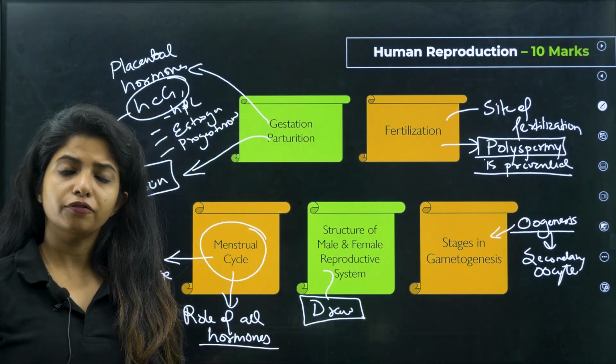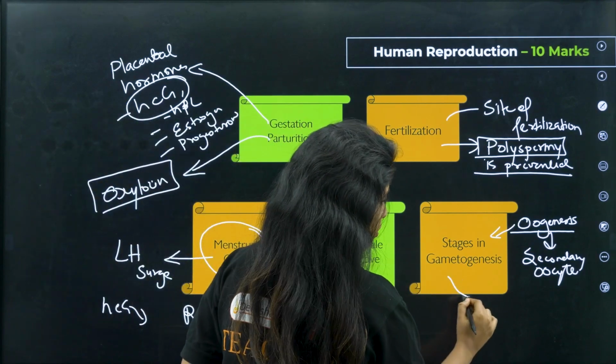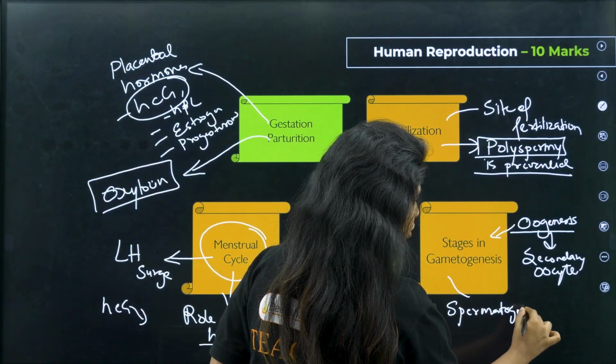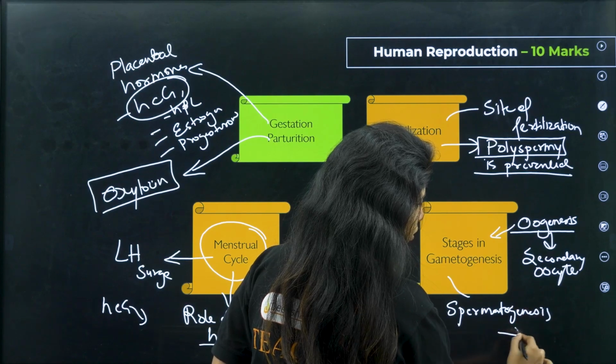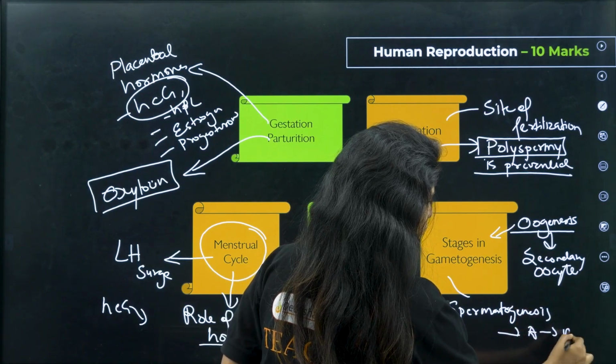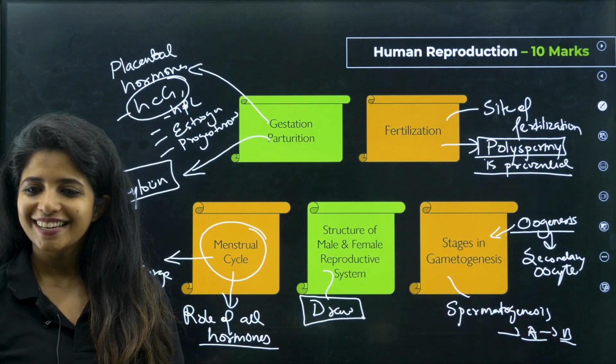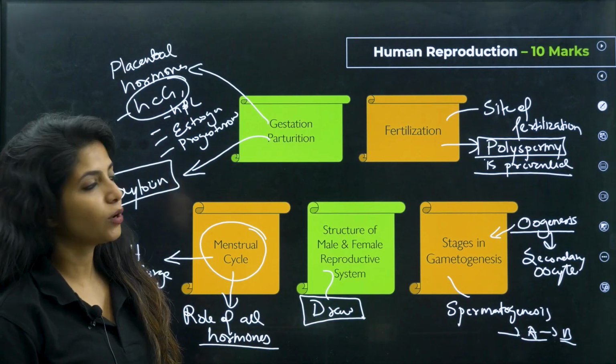And then the different stages of spermatogenesis, they will give you as arrow questions from here to here, here to here, A to B, asking which order is correct. So you should be knowing the order of this. So this is what is important for human reproduction.